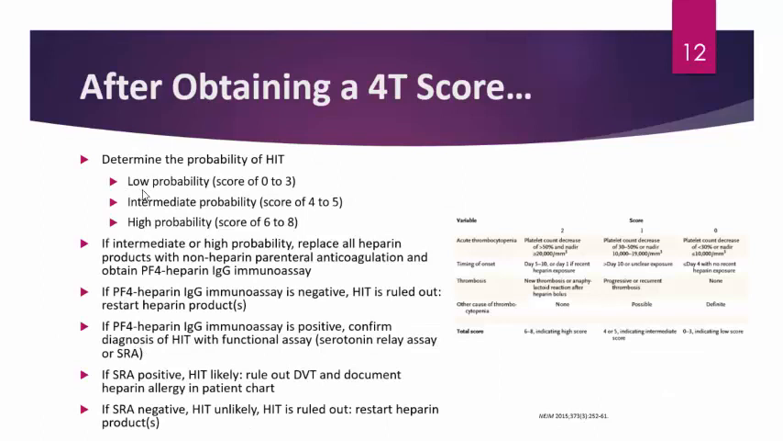So like we said, a patient after you obtain their 4T score has a low probability of HIT if their score is from 0 to 3. It has an intermediate probability if it's 4 to 5, and a high probability of 6 to 8. Now, one thing to note about this 4T score is it's not necessarily the best way to actually obtain a diagnosis of it. It's kind of used as a screening tool. And essentially, it's used as a screening tool because it's cheaper than some of the other methods that we can actually use. And because some of the other methods are actually more expensive, they're a little bit harder to obtain.